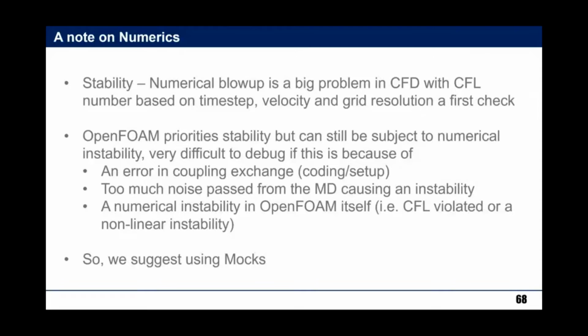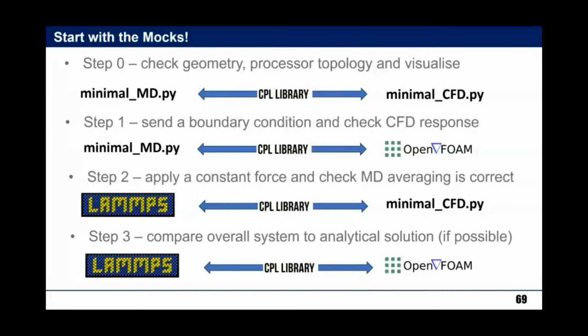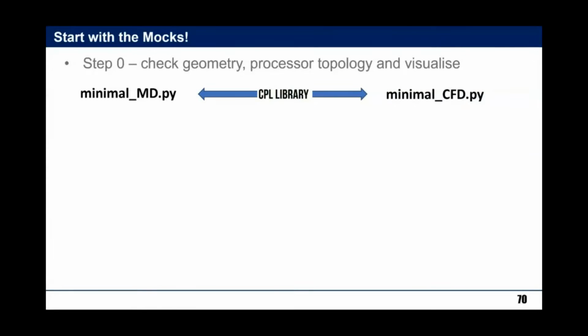So we suggest building up your case using mocks, which is what I'm going to talk about today. This is the process. Step 0 is to couple together two minimal mock codes, the ones Gavin talked about setting up on Archer. You then swap out one of those mocks for OpenFOAM, with exactly the same setup as the mock. Then you swap out the other side, doing the minimal CFD case linked to LAMMPS. Finally, you couple both together, knowing that you've checked them out. Each of these steps gets rid of some of the errors. I'm just going to talk about that process.